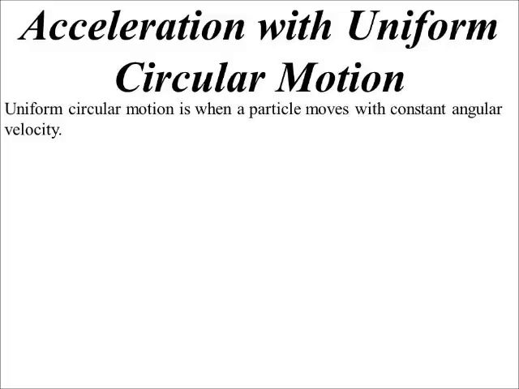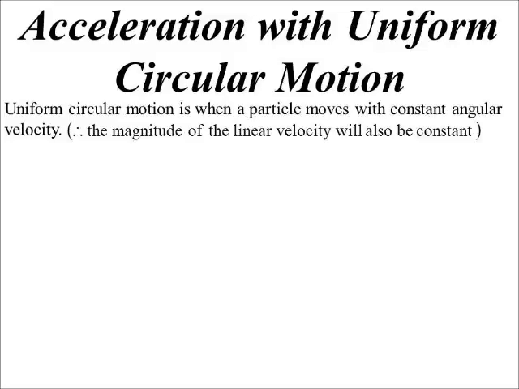Okay. Well, that therefore means that the linear velocity at any particular point will also be constant. Because remember, velocity was equal to the radius times the angular velocity. So if angular velocity is constant and the radius is constant, the linear velocity will also be constant.